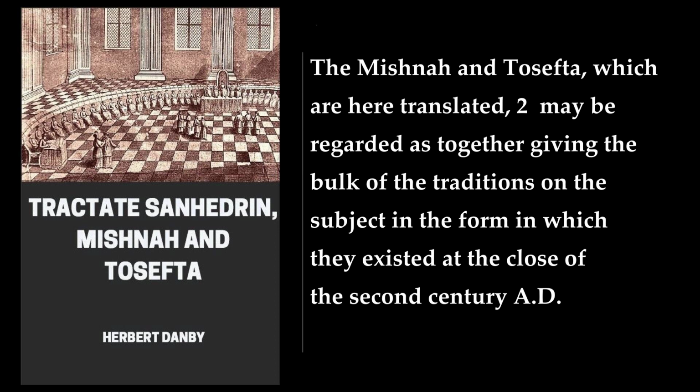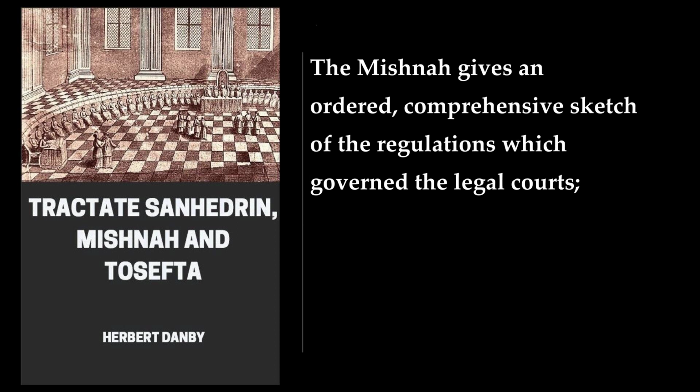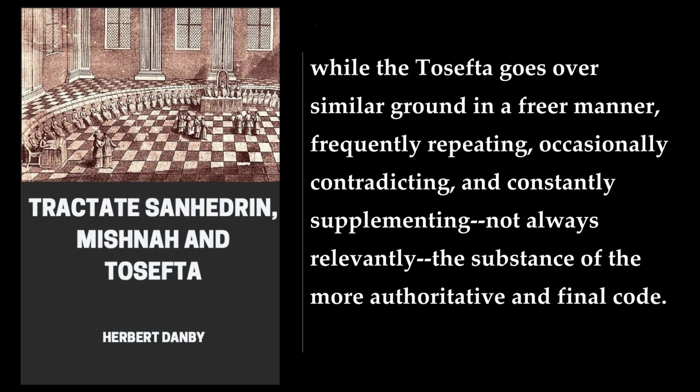The Mishnah and Tosefta, which are here translated, may be regarded as together giving the bulk of the traditions on the subject in the form in which they existed at the close of the 2nd century AD. The Mishnah gives an ordered, comprehensive sketch of the regulations which govern the legal courts, while the Tosefta goes over similar ground in a freer manner, frequently repeating, occasionally contradicting, and constantly supplementing, not always relevantly, the substance of the more authoritative and final code.